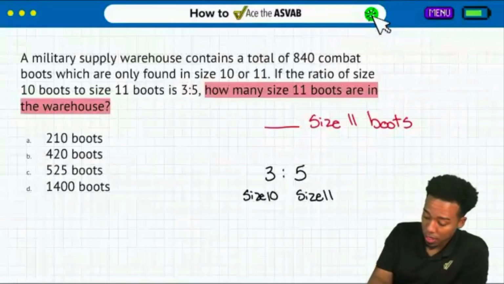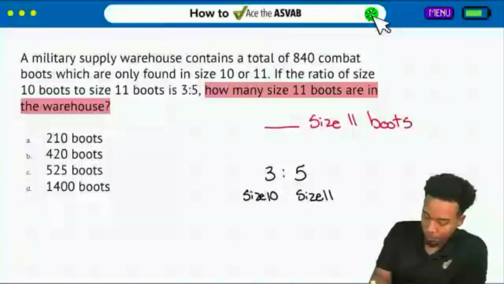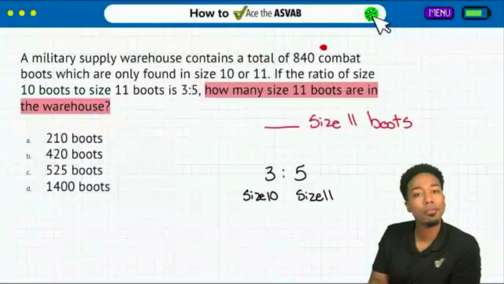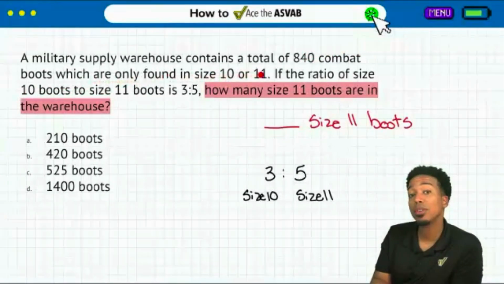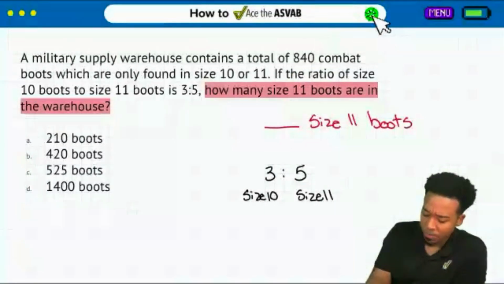The only other thing that we haven't written down yet is right here. A military supply warehouse contains a total of 840 combat boots, which are only found in size 10 or 11. So everybody, can you tell me, what does the 840 represent?